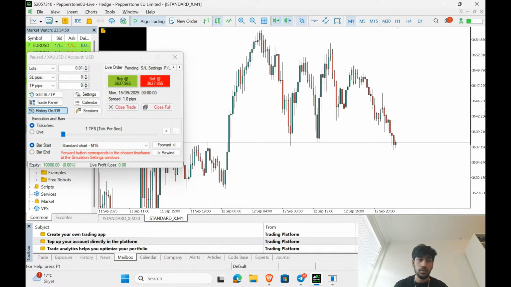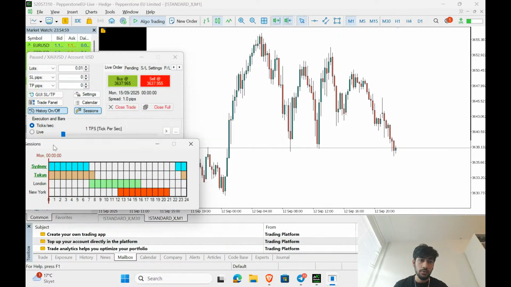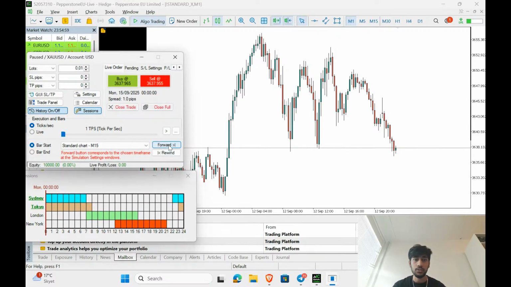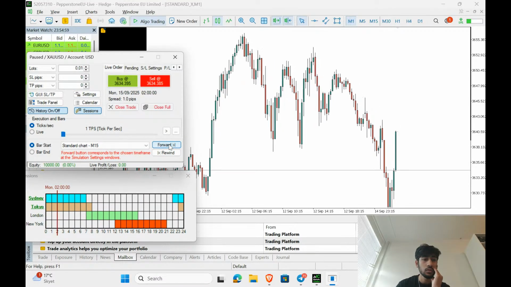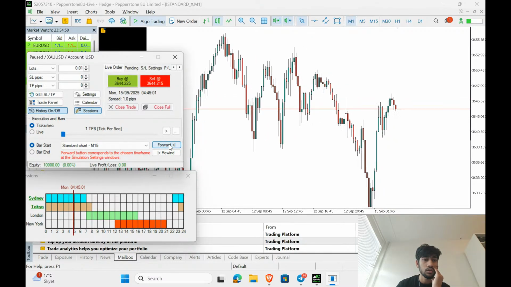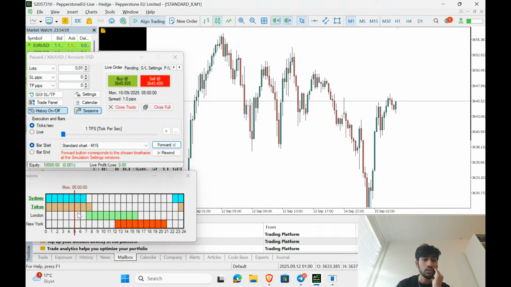So we are only going to trade pre-London till the London session. Pre-London is just 2 hours before the London session. We are going to trade till London.